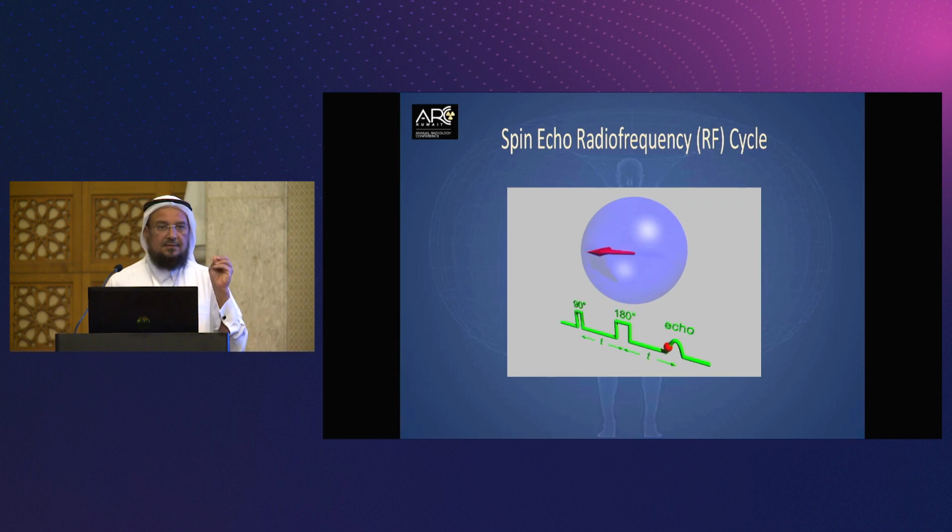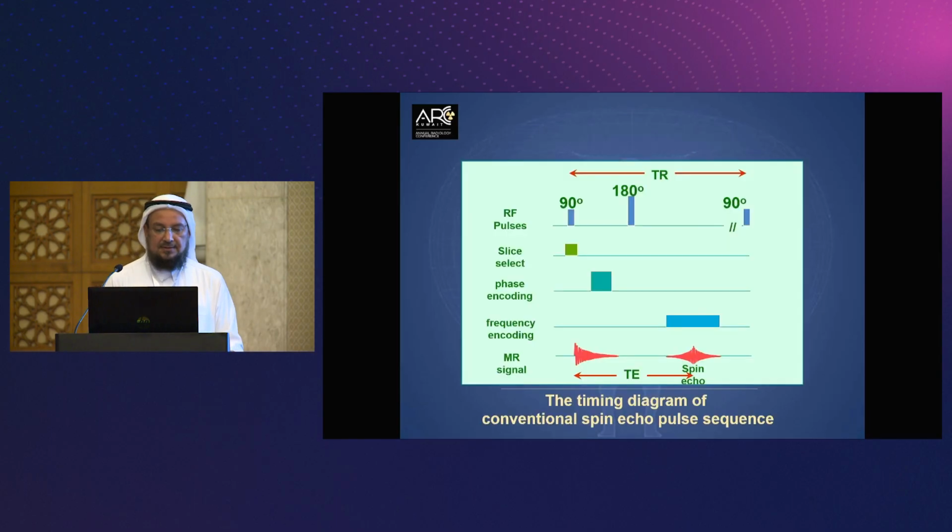If we have only the 90, the dephasing will be too fast to capture. So if we apply the 180 and then generate the echo, we will have enough time to code, or to label, the images. This is an example of a spin echo sequence. It consists of 90, 180, and then the echo. So we have the three coding techniques we just mentioned: slice selection, phase encoding, and frequency encoding.